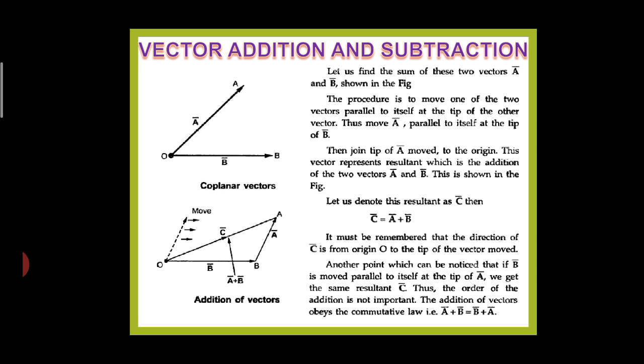Another point which can be noticed is that if B bar is moved parallel to itself to the tip of A bar, we get some resultant C bar. Thus the order of the addition is not important. The addition of vectors obeys the commutative law: A bar plus B bar equals B bar plus A bar. So this is the addition of vectors.